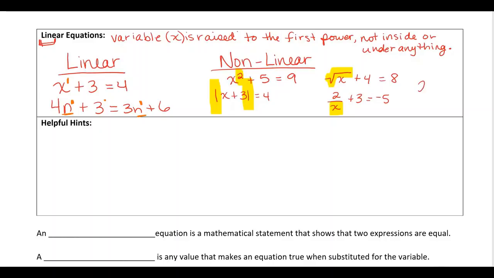Last example, 2 to the x power equals 3. Yes, again, x is to the first power, but x is the exponent. So x must be in the numerator. It must be by itself, raised to the first power. The nonlinear examples, you can tell in every example it does not follow the definition.